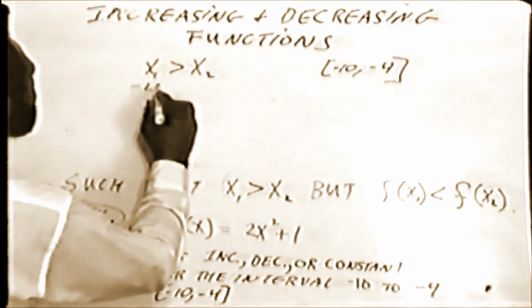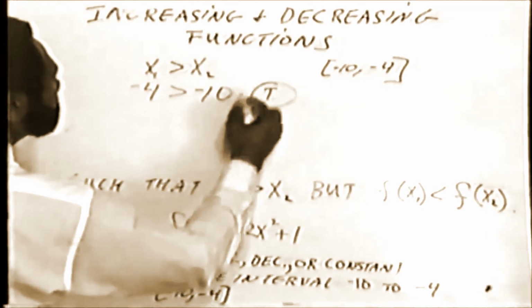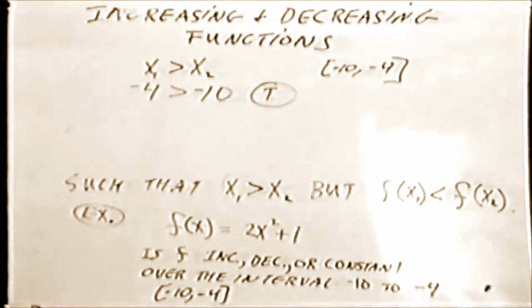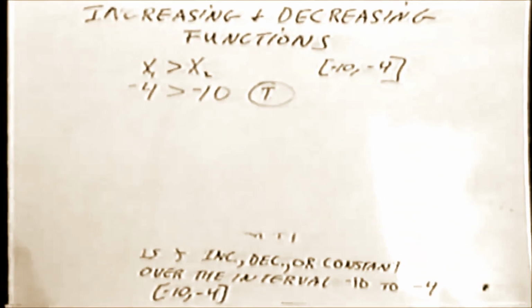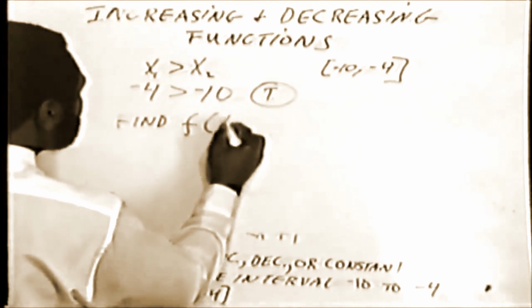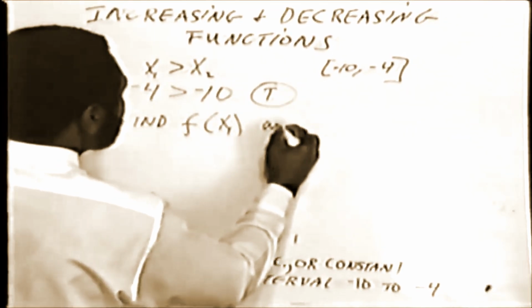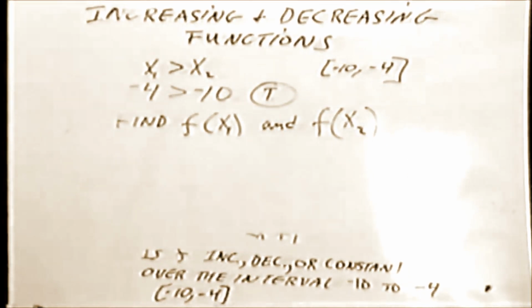So we start out with this. Negative 4 is greater than negative 10. And that is true. Now, to decide whether the function is increasing or decreasing over that interval using algebra, we have to find f of x of 1 and f of x of 2.